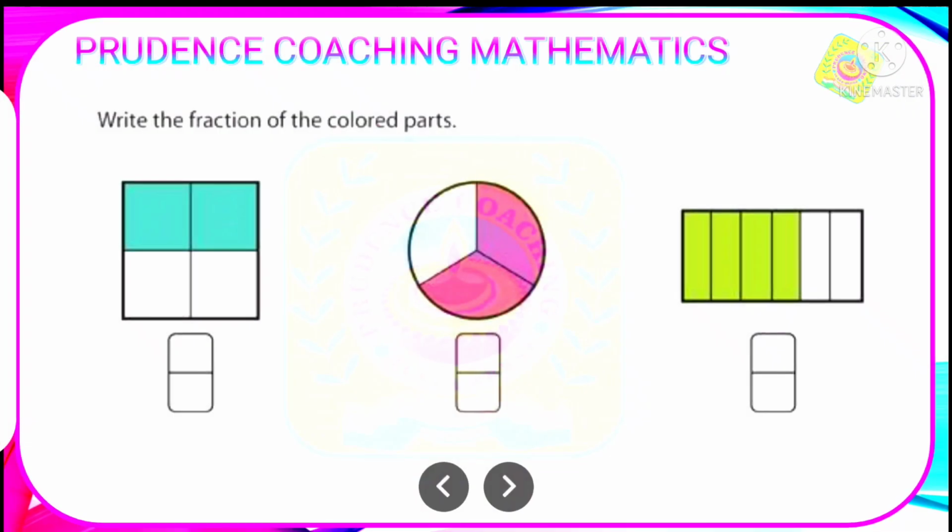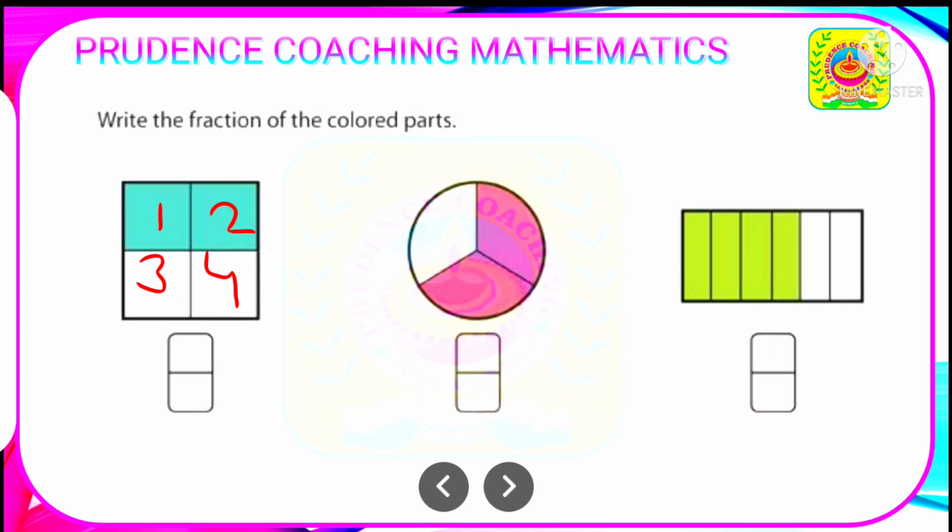Now, my dear students, let us practice a worksheet to understand this particular topic better. So here, according to the question, you are asked to write the fraction of the colored parts. As you can see, we have been given a square here, and we have made equal parts of this particular square. Always remember, fraction must be of equal parts. So here we have how many equal parts? 1, 2, 3 and 4.